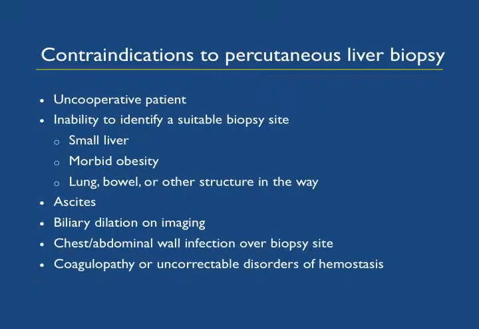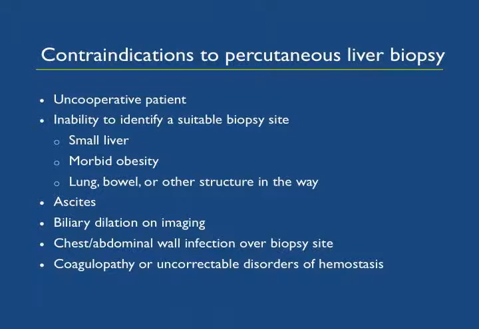Contraindications to a percutaneous liver biopsy include an uncooperative patient, the inability to identify a suitable biopsy site. Those may be caused by a small or cirrhotic liver in the morbidly obese patient, or if lung, bowel, or other structure is in the way. In those cases, image-guided biopsy might be more suitable. Significant ascites is a contraindication to a percutaneous liver biopsy. Biliary dilation on imaging, chest or abdominal wall infection over the planned biopsy site, or coagulopathy or some other uncorrectable disorder of hemostasis.